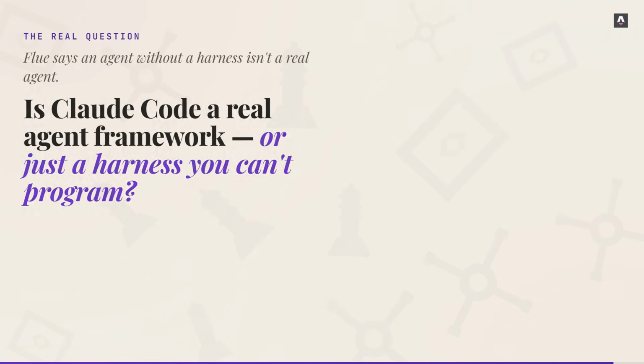So here's the real question. Flue says an agent without a harness isn't a real agent. So is Claude Code a real agent framework or just a harness you can't program? Pick a side and tell me in the comments.